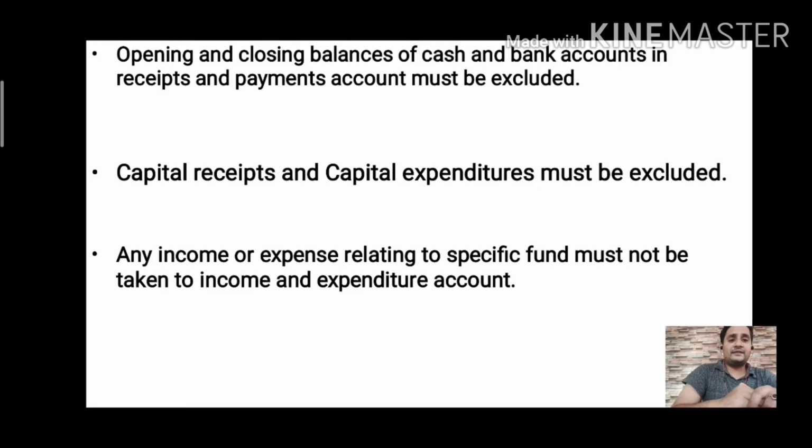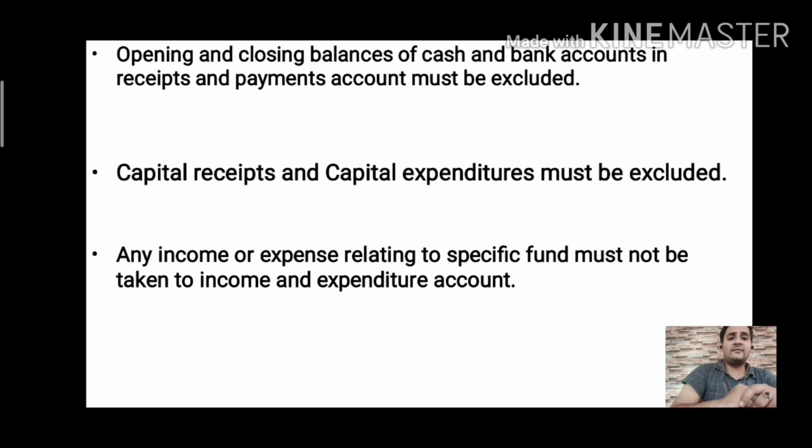Capital receipts and capital expenditures must be excluded. Yes, very important point. Only the revenue receipts and revenue expenditure, meaning revenue nature items, are recorded while preparing income and expenditure account. Capital nature items will not be recorded while preparing income and expenditure account.